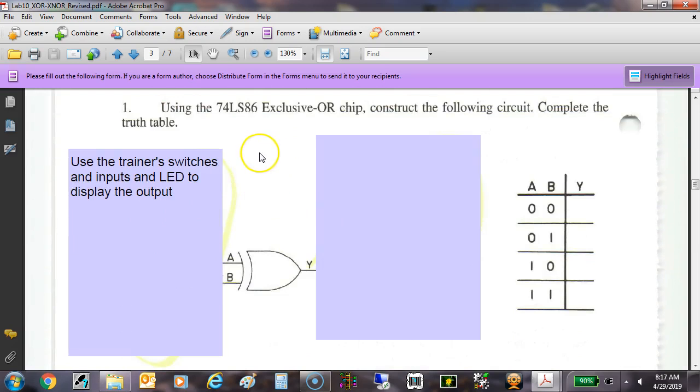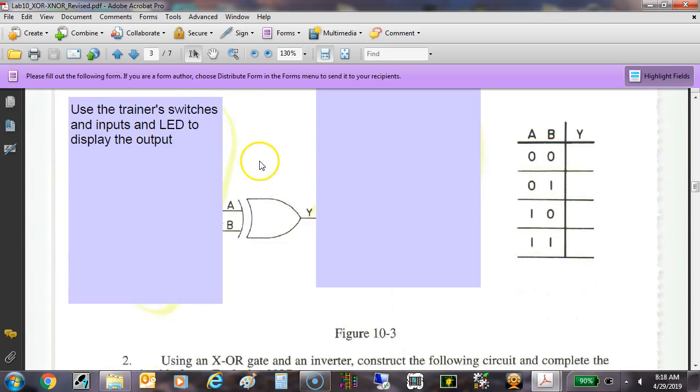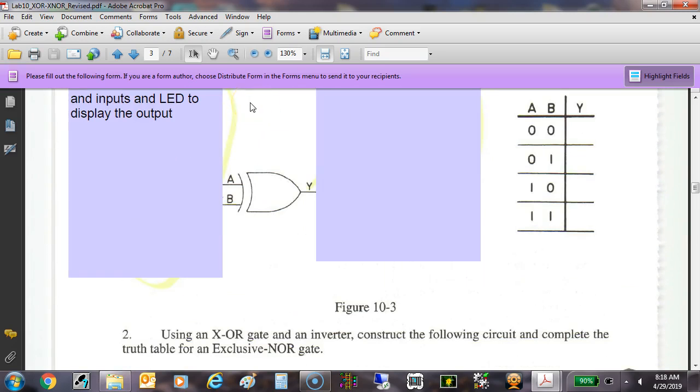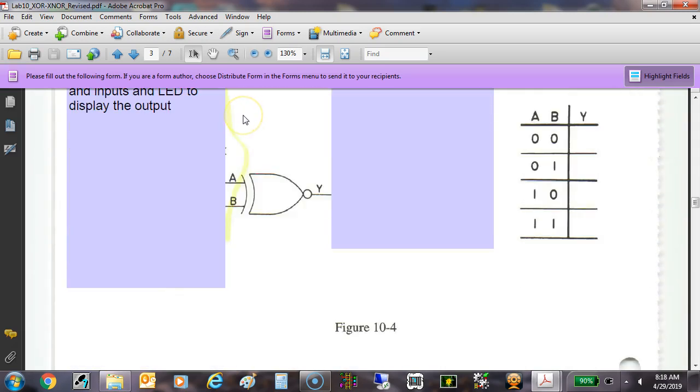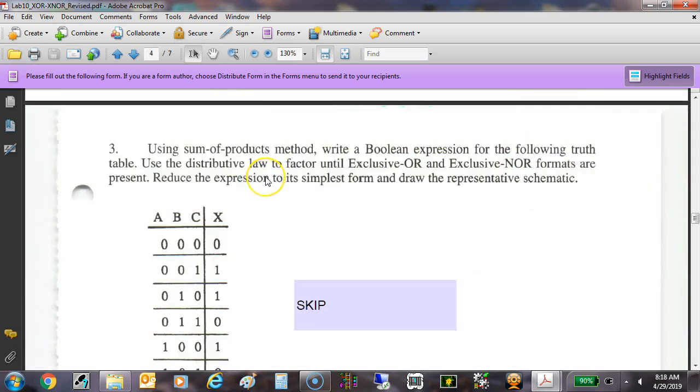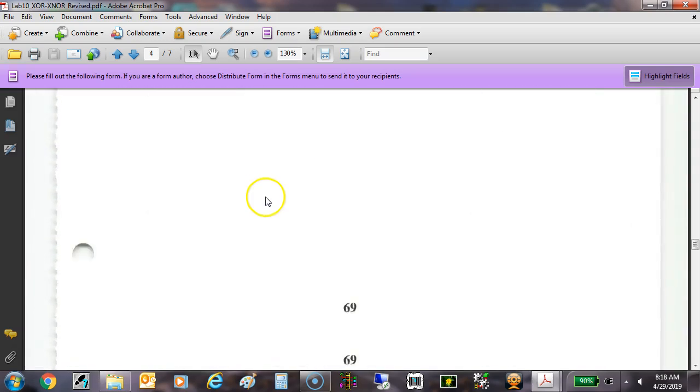But y'all don't pay any attention to all this blue. This is where I marked out where y'all hook up all the trainer stuff. We're going to just hook up the inputs to the logic switches, and the output to the LEDs. We're going to skip these.